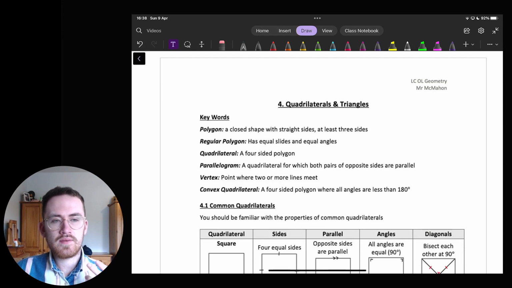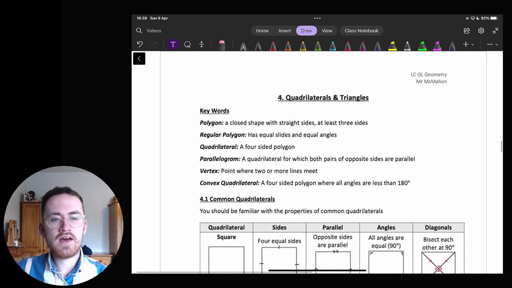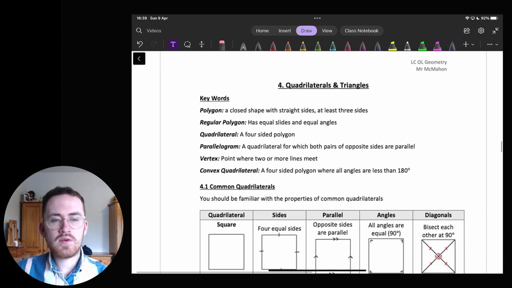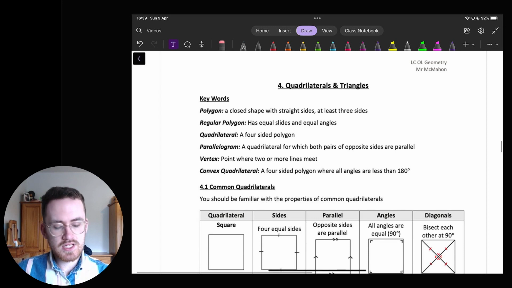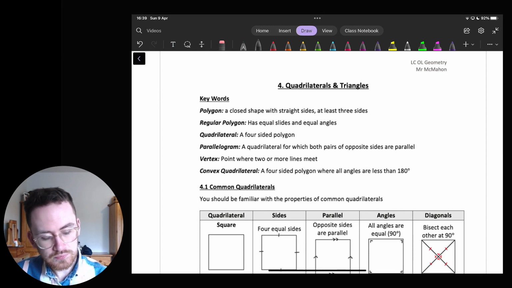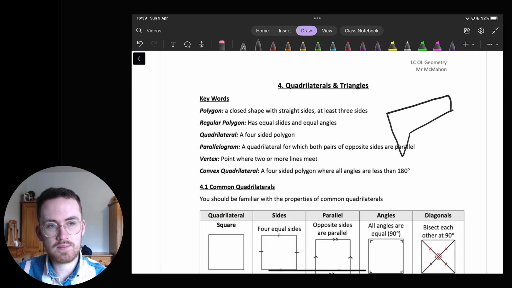A parallelogram is one where both pairs of opposite sides are parallel. So you have what we would normally talk about being a parallelogram, but we also have a square or a rectangle, where the opposite sides would be parallel to each other. A vertex is a point where two or more lines meet, and a convex quadrilateral is a four-sided polygon where all the angles are less than 180 degrees. So you might have a particular four-sided shape where one of the angles is bigger than 180 degrees, and the rest would be smaller. So you could have something like that potentially.